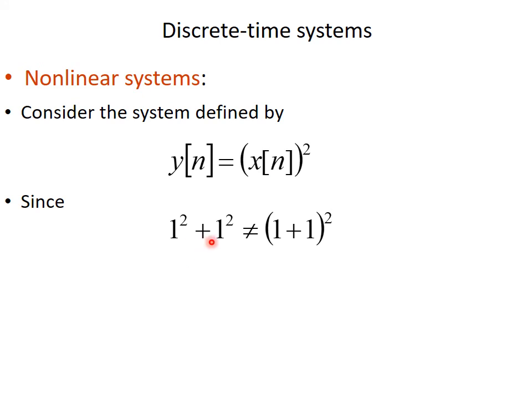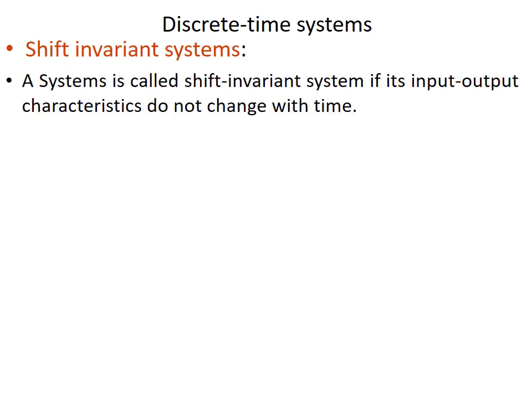So in a simple way, 1 square plus 1 square is not equal to 1 plus 1 square, right? So here if input equal to 1 and two inputs equal to 1 are applied separately, and when both the inputs are combined together, the result would be different.